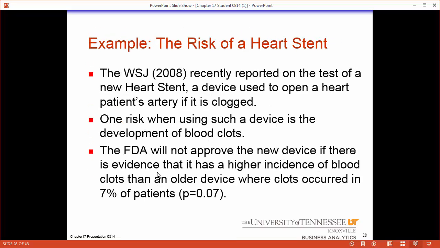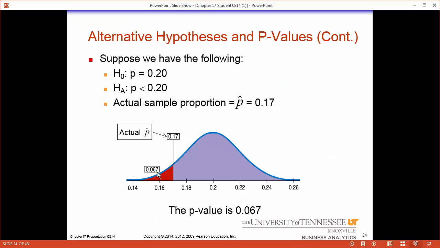So let's look here at a study done with the Wall Street Journal. What we have here is that an older device had blood clots of 7%. So with this new device, we're probably going to use it if we do not have evidence that the blood clots with it are more than the old device. So the true proportion we would assume right now is 0.07. Do we have evidence that the true proportion is greater than 0.07?